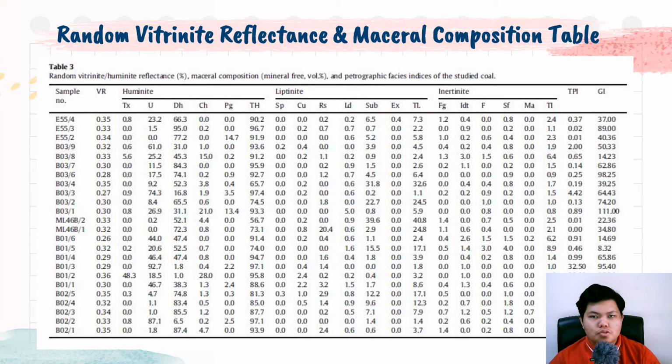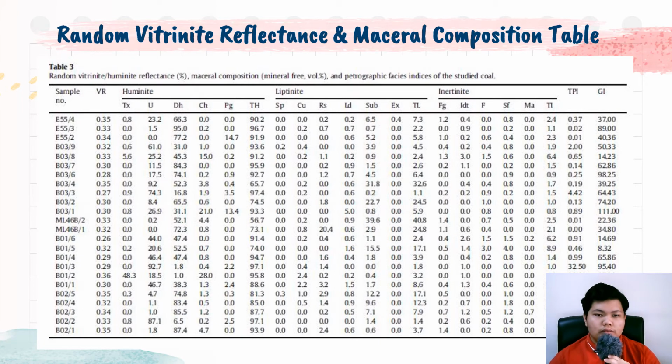From the visual maceral and kerogen analysis experiment, we can obtain a table just like this one, which is known as random vitrinite reflectance and maceral composition table. From this table, we can observe a lot of information.